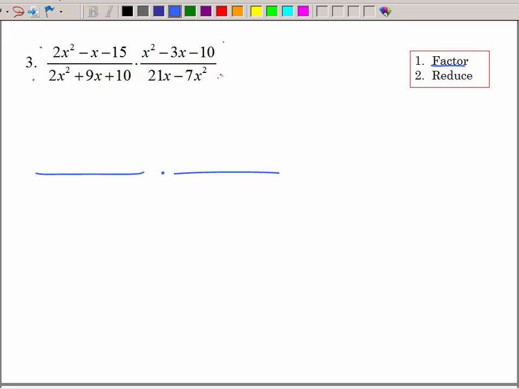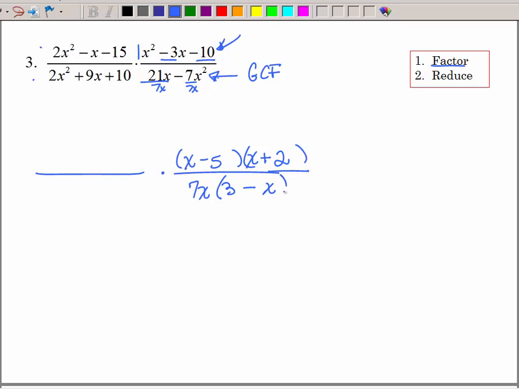Well, I think this is the easiest for me because it's a trinomial with a coefficient of 1. So I know I need to have 2 parentheses and I need x times x, and I just need to say what multiplies to get negative 10 but adds to get negative 3. And that's a negative 5 and a positive 2. And then what I think is easiest next would be this one because it's just a binomial. It's not the difference of squares. It just has a GCF of, let's see, 7 and x, right? So if I divide both of those by 7x, that's going to leave me 3 minus x.